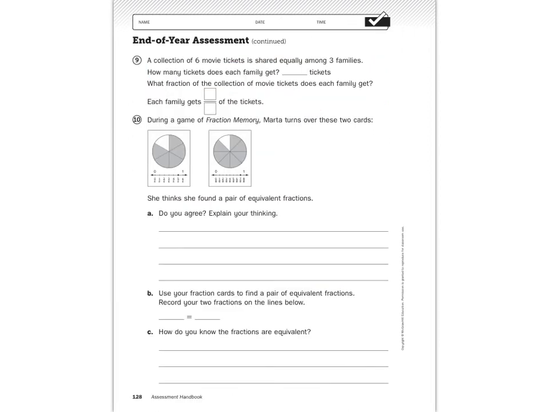Number 9, a collection of 6 movie tickets is shared equally among 3 families. How many tickets does each family get? What fraction of the collection of movie tickets does each family get? So each family gets a fraction of the tickets. So think about how many they get out of how many there are total.